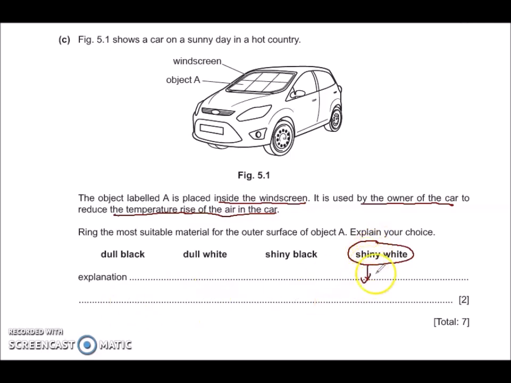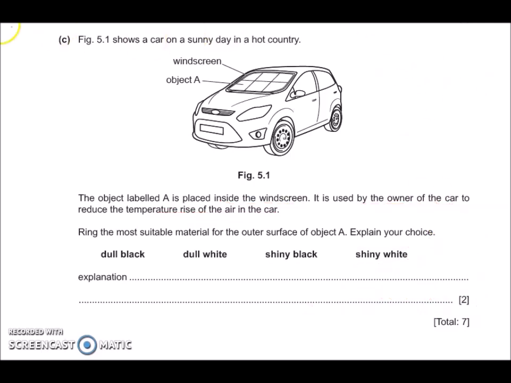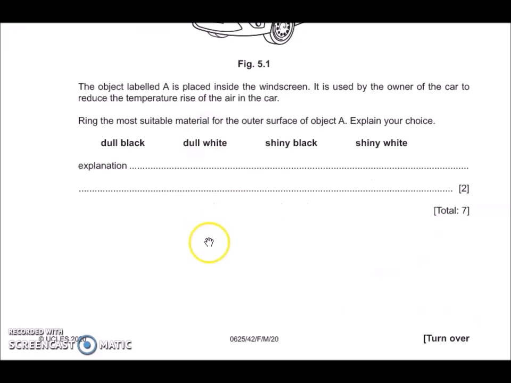And you can say your reason, because there are 2 marks over here, right? You can say it's the best reflector of the heat. You got it? Best reflector of heat energy. Okay, so this is the explanation. So you just have to explain this one and this one to get your 2 marks over here. You okay? Yeah. Alright. So let us move on with question number 6.